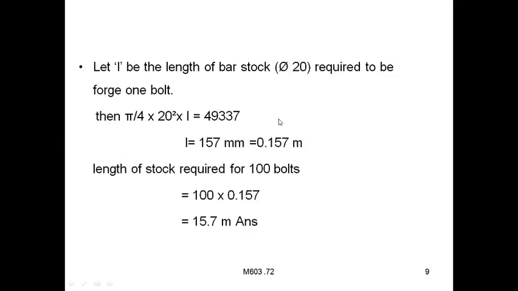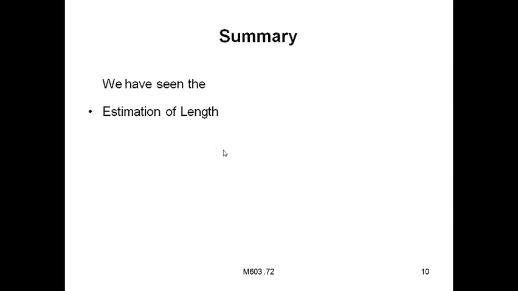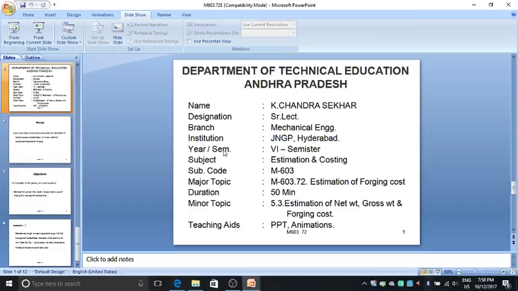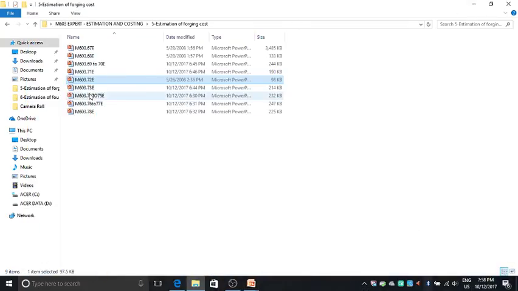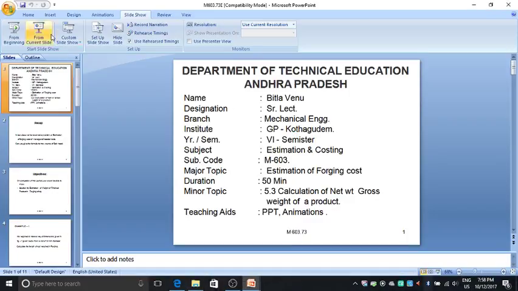You multiply this with 100 directly, then you equate this to pi by 4 d square into L. In place of d you substitute 20, then you have length here, that is the only unknown, and you will get the same value. So that is another approach, and you will get the same thing. So this is also one problem. We will go to another slideshow and see the different problems.